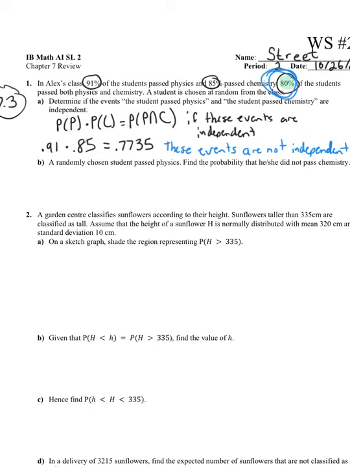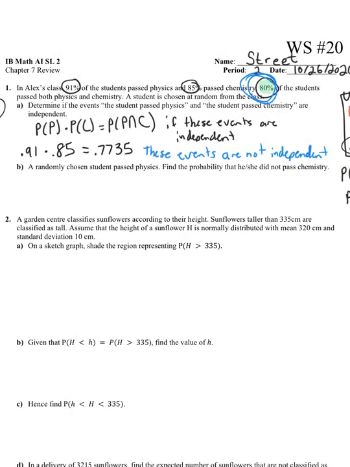That means that the fact that you passed physics has no bearing on whether you're going to pass chemistry or not. But since they're not independent, that means there's some type of relationship, saying that if you don't pass one, there's some likelihood that you're not going to pass the other. All right, something like that.